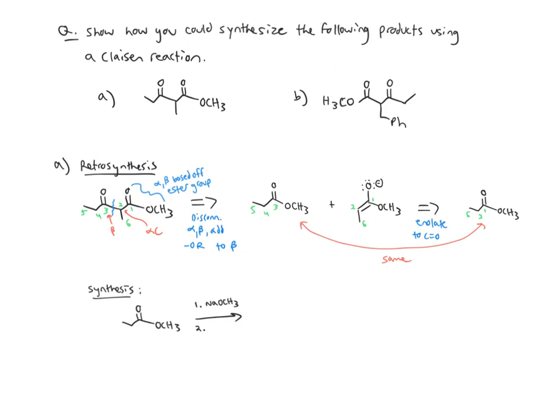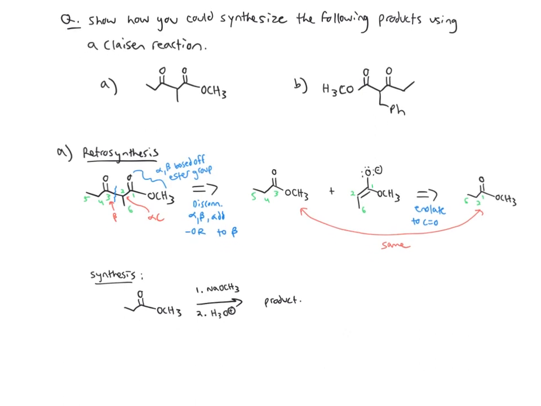And so our second step, we do have to make sure that we're putting in our H3O+ so we can protonate everything and get our product back. And that's going to give us that product that we've shown. So that's how we would approach the synthesis for a self-Claisen reaction. So that's what we had here.